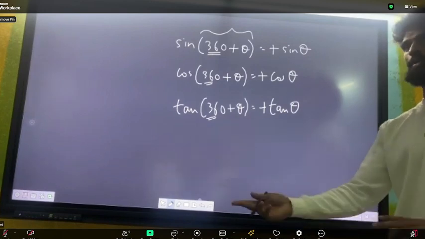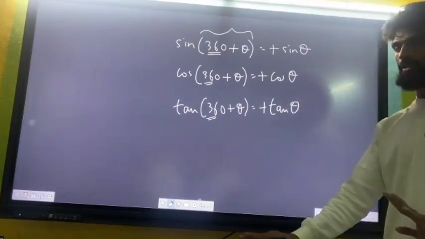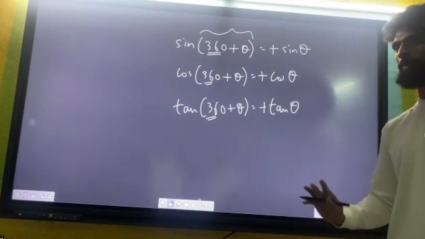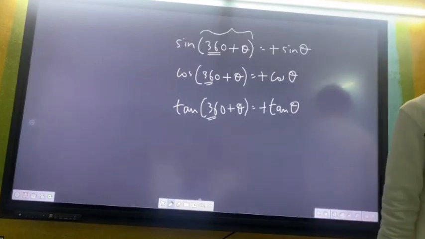Negative, opposite, you change it to negative. Positive, nothing changes, you just copy paste. That's it. It will take some time. No worries.